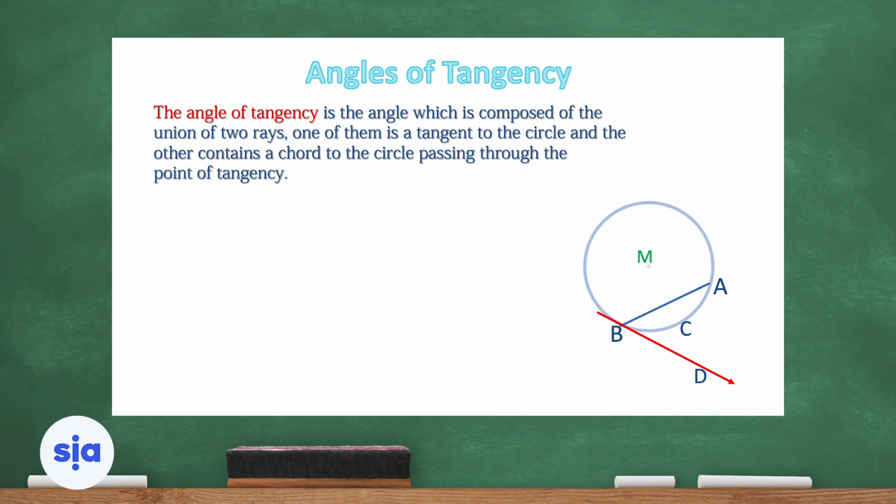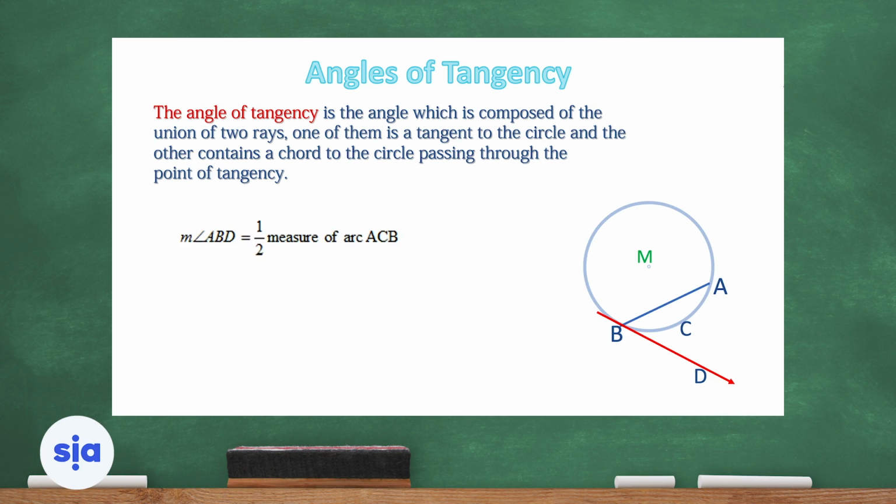As you can see in this circle, here we have chord AB and tangent BD. They are meeting together at the point of tangency. So, where is the angle of tangency? Yes, good job. The angle of tangency is angle ABD.